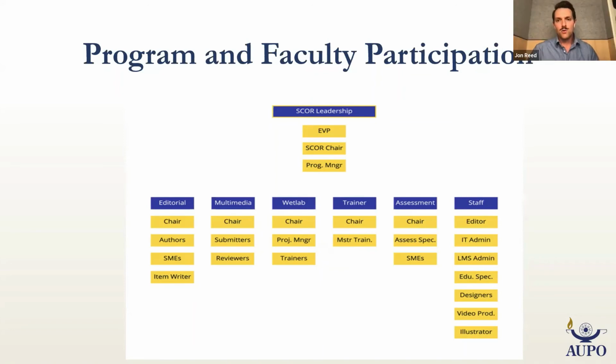Thanks, Shazad. So the SCOR program consists of 5 primary committees: the editorial, multimedia, wet lab, train the trainer, and assessment committees. The Editorial Committee researches, writes, and develops the surgical recommendations and instruction for residents. The Multimedia Committee requests, reviews, and publishes media content, including videos, photos, and illustrations to support instruction. The Wet Lab Committee plans and produces in-person and virtual training events for residents. The Train the Trainer Committee provides instruction and guidelines to faculty to ensure consistency between faculty members. And the Assessment Committee develops formative and summative assessment tools to be provided for residents and faculty members.